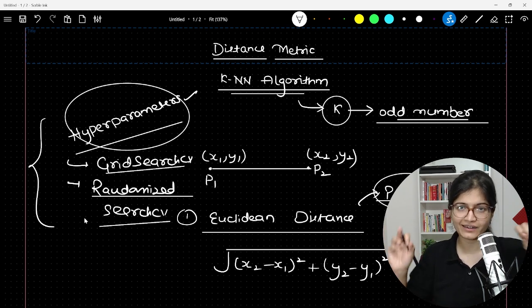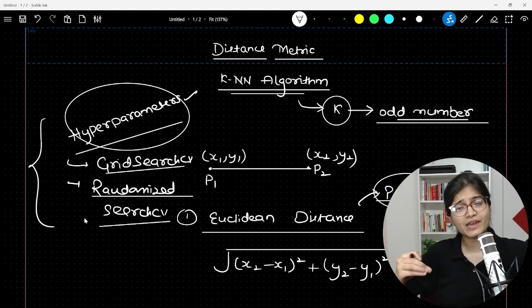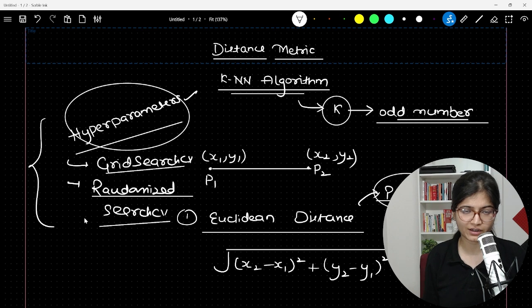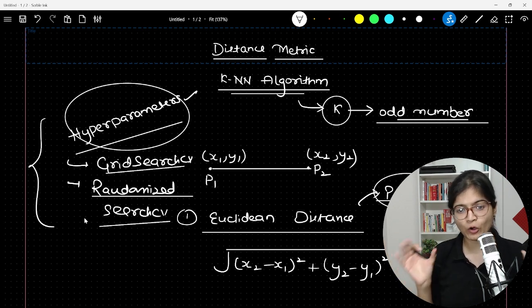It's not only for KNN, it's not only for linear regression, it's not only for logistic regression, it's not only for decision tree, it's equally valuable for all the machine learning algorithms wherever you want to tune the hyperparameters. So I hope it makes sense.